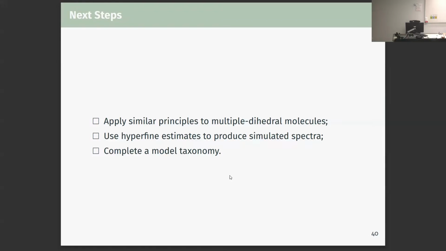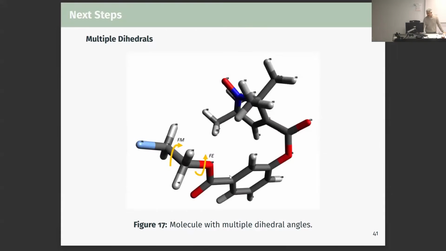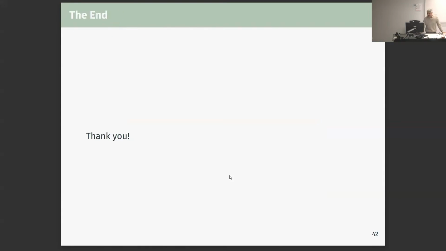Then another is to look at a model taxonomy, which I've done a little bit of. There's a whole other model, which is a quaternion model. These models are vaguely equivalent and different in ways, and getting some formalism around that would be helpful. And this is a little snapshot of the bigger molecule that we've got data for. That's it.